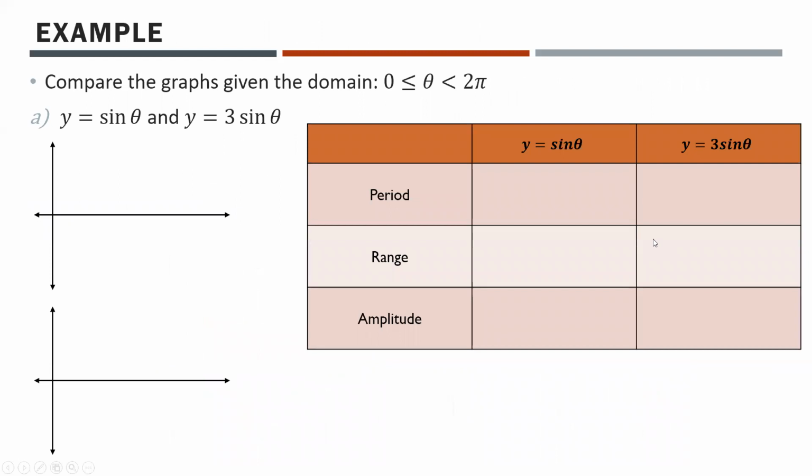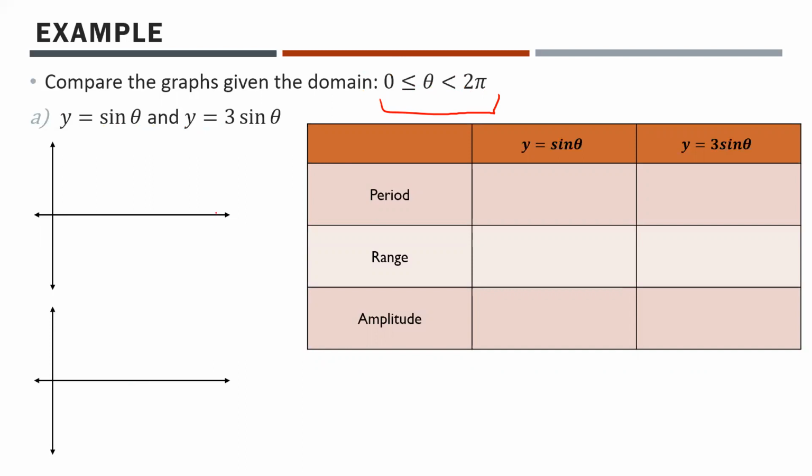So for a quick example here, compare the graphs given the domain 0 is less than or equal to theta, which is less than 2 pi. So this is just the domain we're working in here. Let me break this down for you. I'm going to start by doing a really rough sketch of each of these two graphs, y equals sine theta and y equals 3 sine theta. First of all, we know we have to operate within this domain.